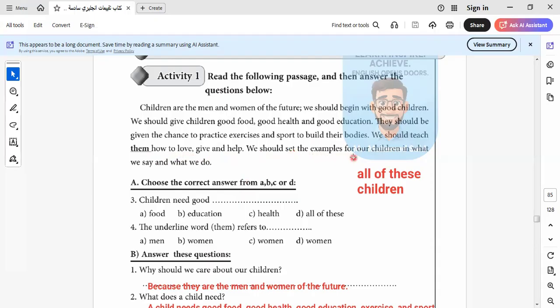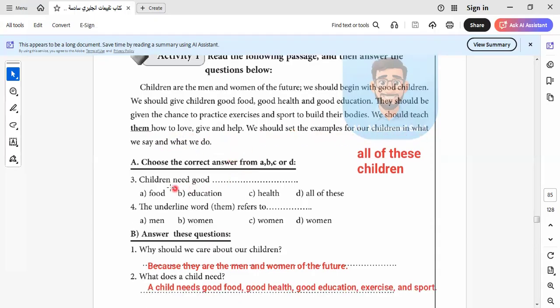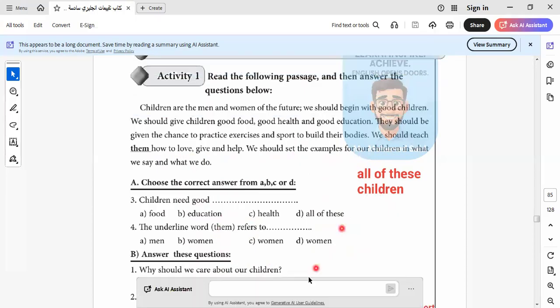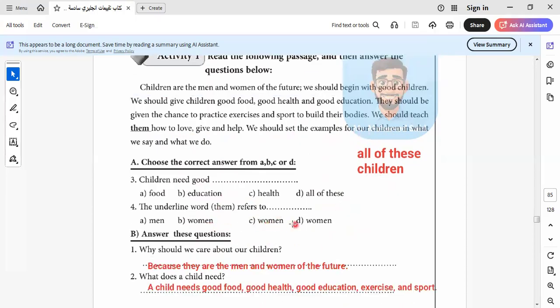We should set the examples for our children in what we say and what we do. Children need good food, good education, good health, all of this, as we know from the text. The underlined them refers to what here? It refers to children. You have something wrong here, because the other options repeat women three times. So here we have children, and this is the right answer.